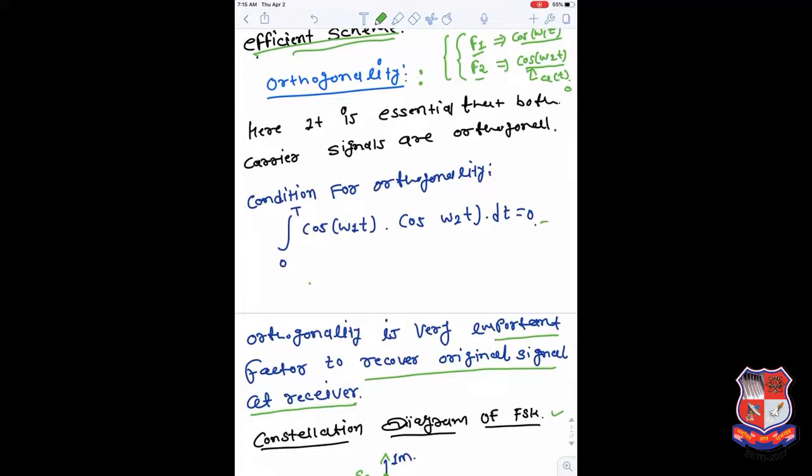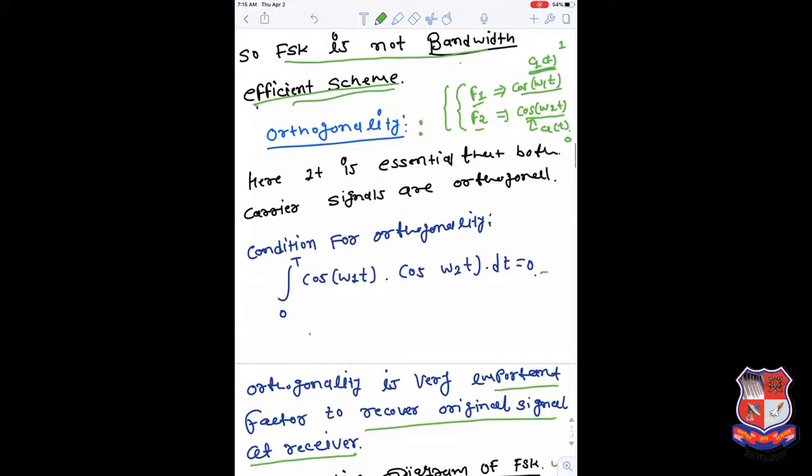Now we come to the orthogonality. Here we are transmitting two carrier signals. For 1 we are transmitting the carrier signal of frequency F1, and for 0 we are transmitting with another carrier frequency F2. So it is essential that both the carrier signals are orthogonal to each other. What is the necessity of orthogonality here? Someone raised the question. We will take a look at this at a later stage, why this is important.